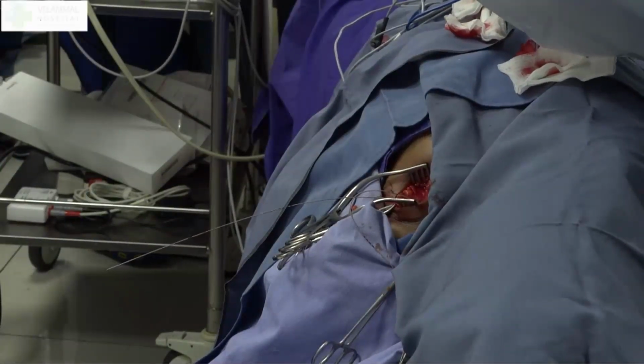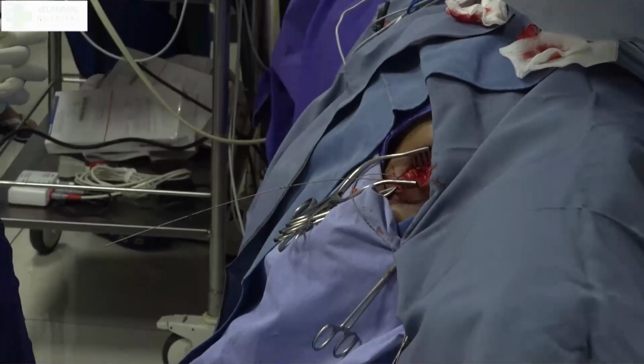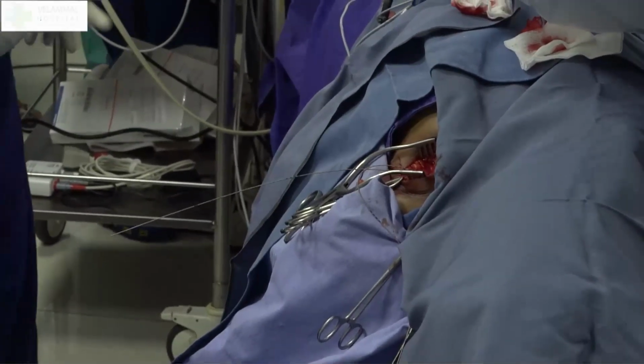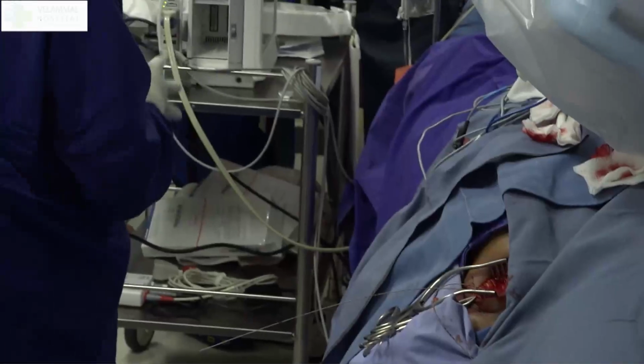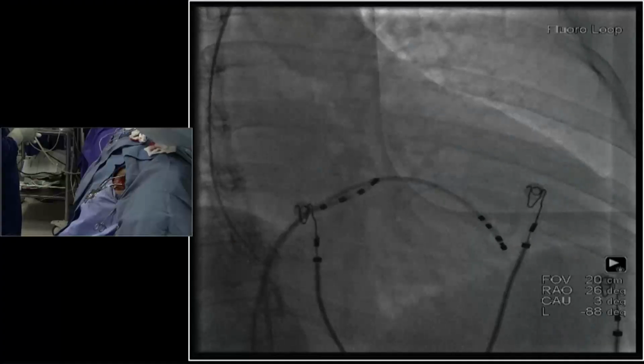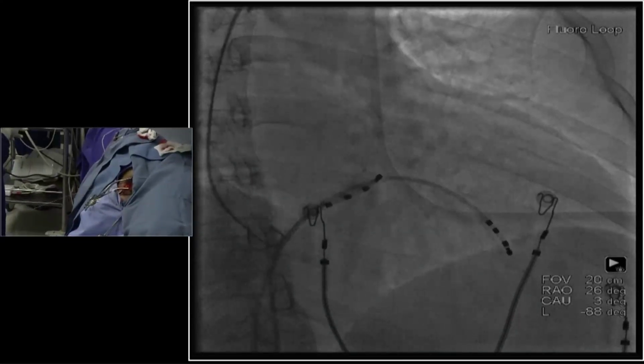So it's a left delta pectoral incision, and it's a blunt dissection with the retractor, and we took an extrathoracic left subclavian venous puncture. Can you run the fluoro loop? Change to fluoro screen. Venous angiogram.